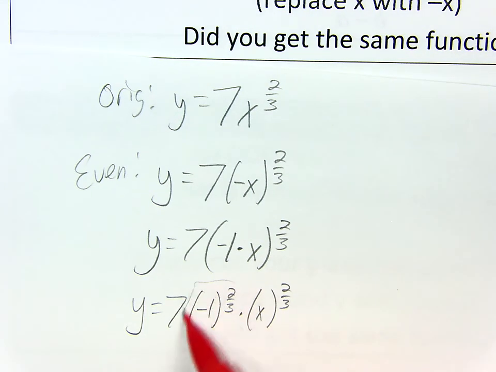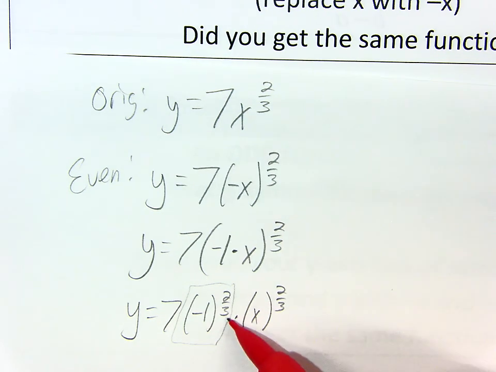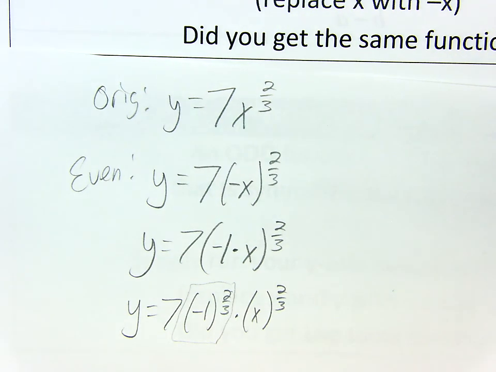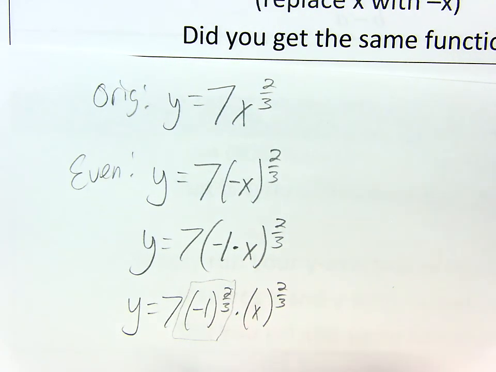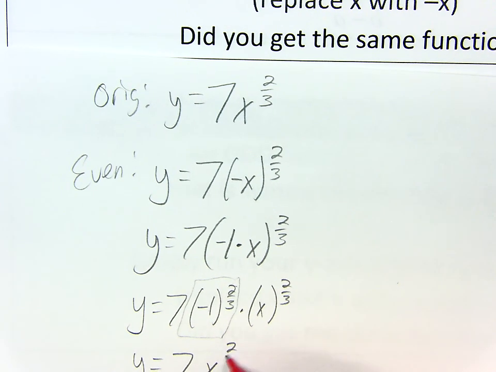So let's evaluate this right here. What is negative 1 to the 2/3 power? What does 2/3 power even mean to do with any number? Cube root, and then you square it. The denominator tells you what root to take, and then the numerator tells you what exponent to raise it to. So what is the cube root of negative 1? Negative 1. And then what is negative 1 squared? 1. So 7 times 1 is just 7x to the 2/3.